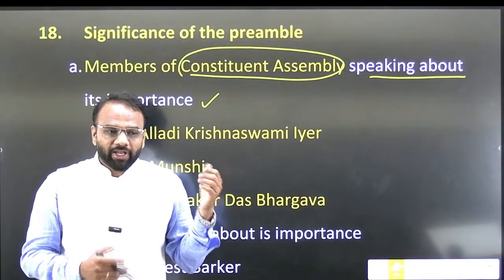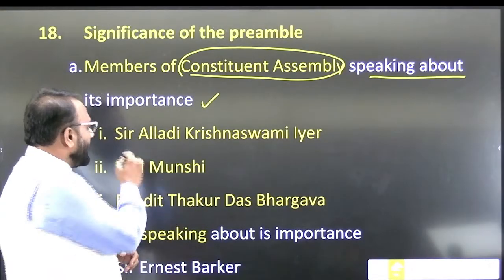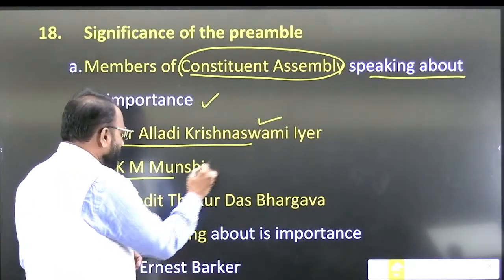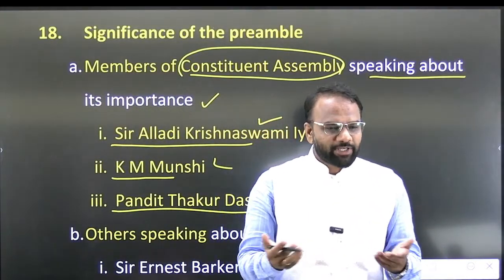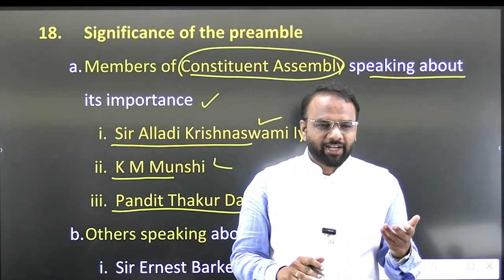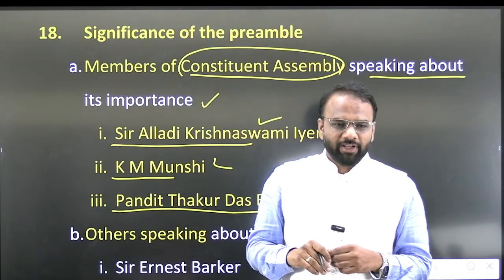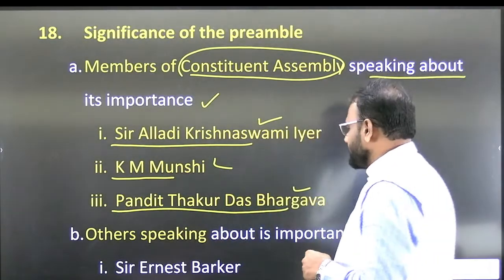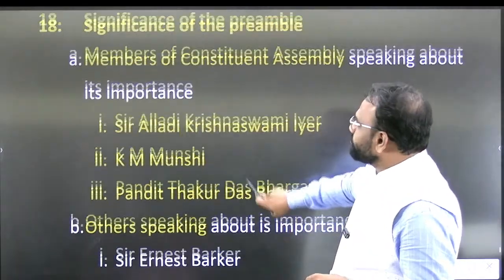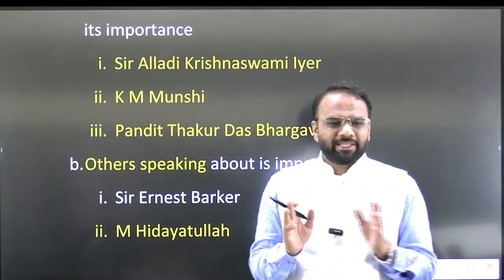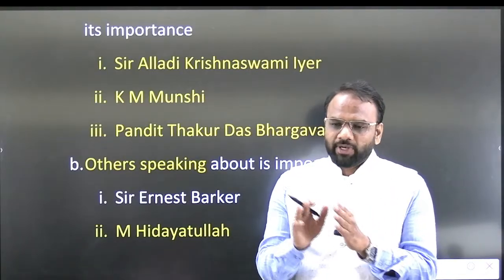Whichever names we encounter during our discussion, we'll only retain those names. From here we got to know that Alladi Krishnaswamy Iyer, K.M. Munshi, Pandit Thakur Das Bhargava were all Constituent Assembly members. So rather than memorizing all the 300 plus, we shall start with these 3 members. These 3 members were part of the Constituent Assembly. They spoke about the importance of the preamble. They said that the preamble is important, but exactly what they said is not important. They spoke positively about India's preamble.